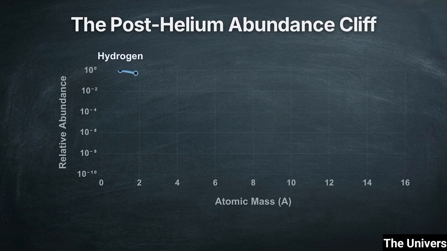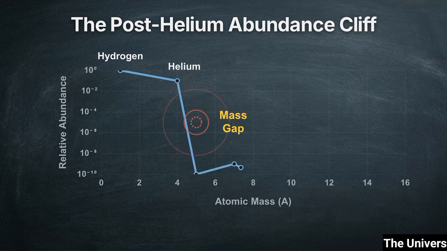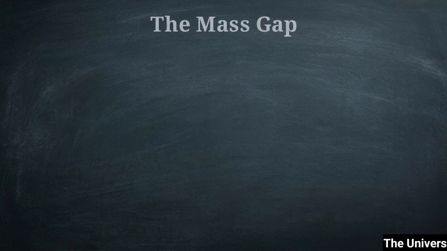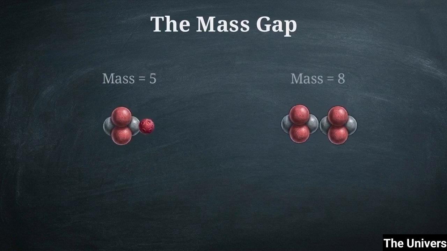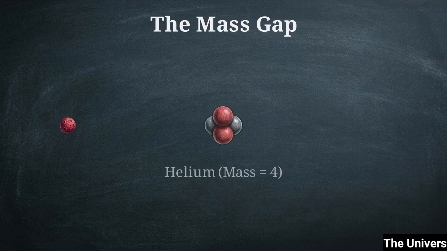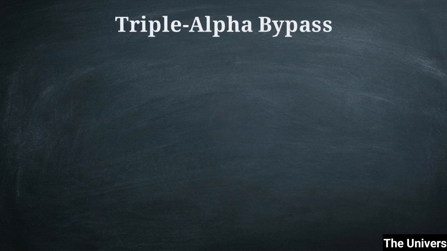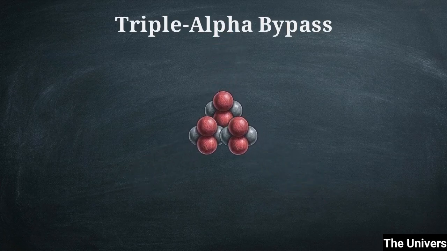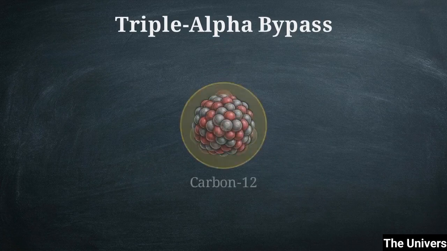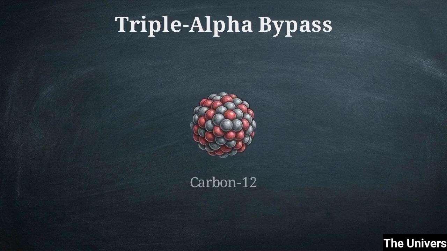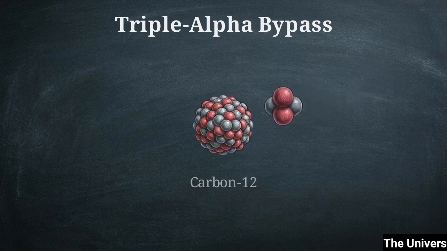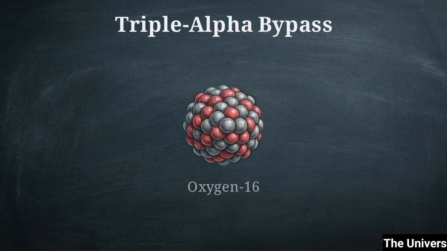Look at the data immediately following helium. Abundances plunge precipitously. This gap exists because of a strict structural limit. There are no stable nuclei with atomic masses of 5 or 8. Adding 1 proton at a time to build a heavier element becomes mechanically impossible past helium. To bridge this gap, the universe uses the triple alpha bypass. Deep inside giant stars, 3 helium nuclei merge simultaneously. They manage this through a specific resonant energy level, forging carbon-12. Once established, it rapidly captures another alpha particle, forming oxygen-16.